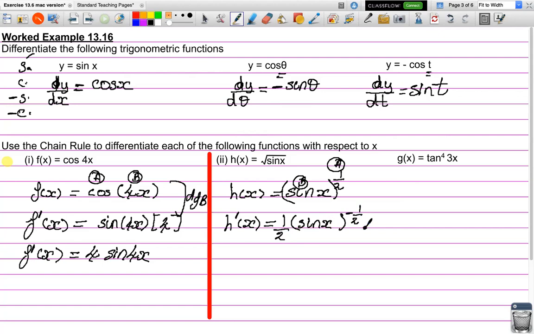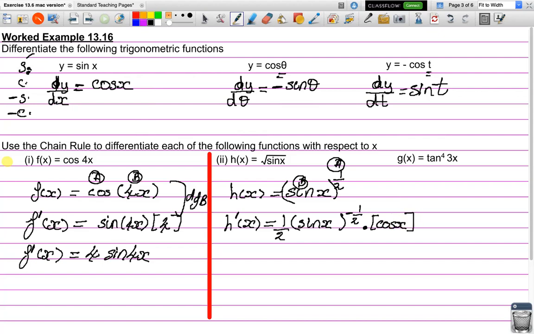And now what we've got to do, brackets, we've got to multiply by the differential of the b function. And of course, the differential of sine is cos. So therefore, I'm multiplying by cos x.